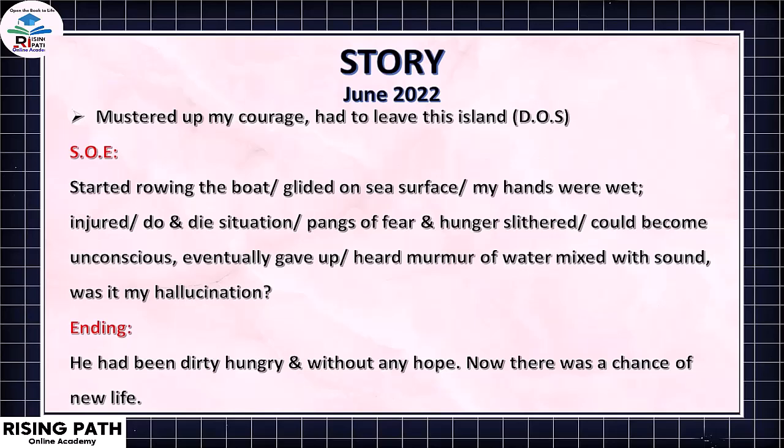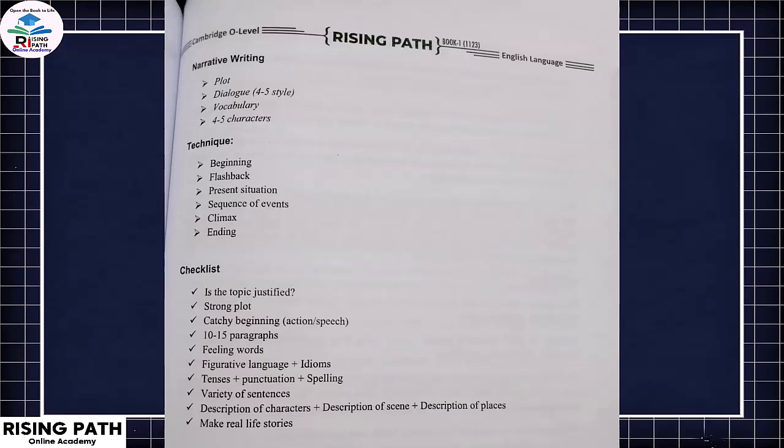And please remember that you have to follow this technique which I'm going to show you again. So in the end, you can again see the technique that we have discussed, that can help you to write a short, well-planned story with all the things that are required: plot, dialogues, vocabulary, 4 to 5 characters. The technique is very important for you to write a story that justifies the topic and is not irrelevant: a catchy beginning, either with an action or dialogue. Then the flashback that we have already discussed and you have seen in the story plots also. So the present situation, then sequence of events, then climax and the ending.